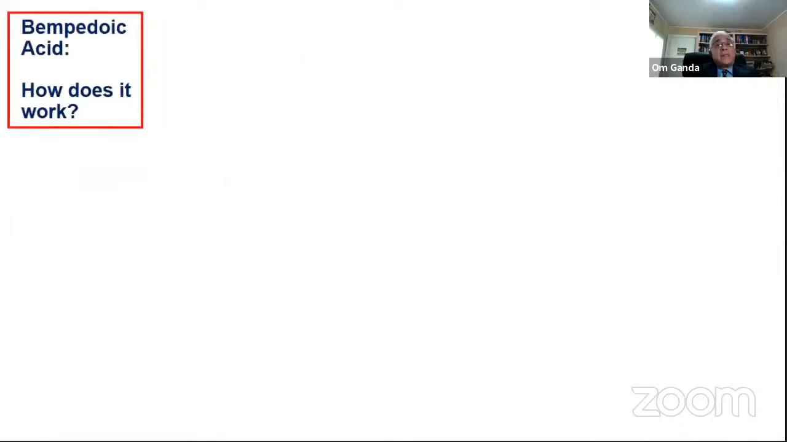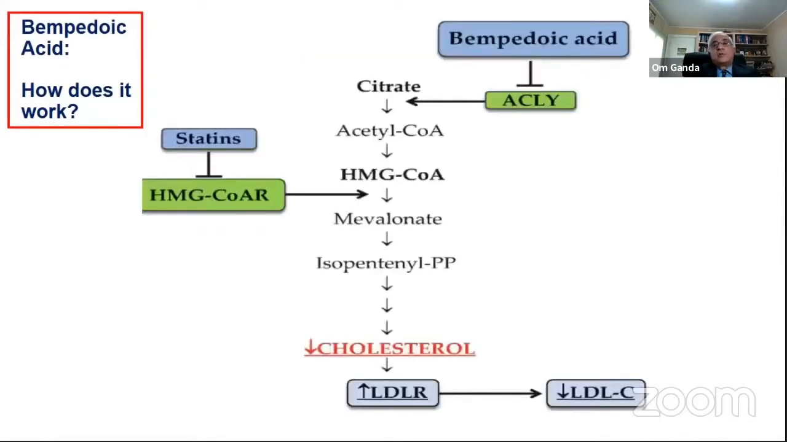So bempedoic acid, how does it work? Let's go back to our cholesterol synthesis that I showed you in my first slide, okay? So this is, again, cholesterol synthesis going all the way down from citrate, with HMG-CoA reductase working here with statin. And all you have to know is that bempedoic acid actually works two steps proximal, upstream from the HMG-CoA reductase site. So this blocks the synthesis of cholesterol right here, before citrate becomes acetyl-CoA. For some strange reason, this does not actually result in some of the side effects that we see with statins. But it's a very interesting technology.